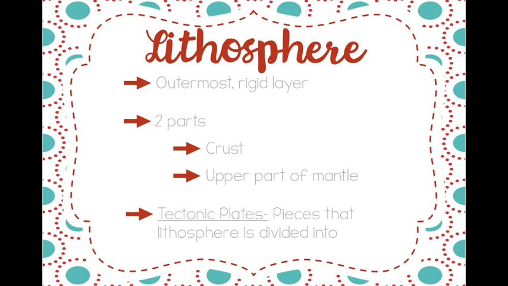The lithosphere is broken up into pieces, and those pieces are referred to as tectonic plates. So that layer is actually broken up into those tectonic plates, which we know causes a lot of different things, such as tsunamis, earthquakes, volcanoes, the continents moving. Just several things are affected when those tectonic plates begin to move.